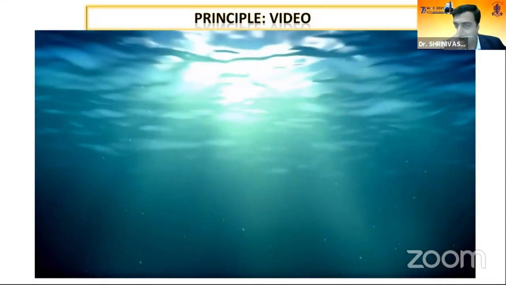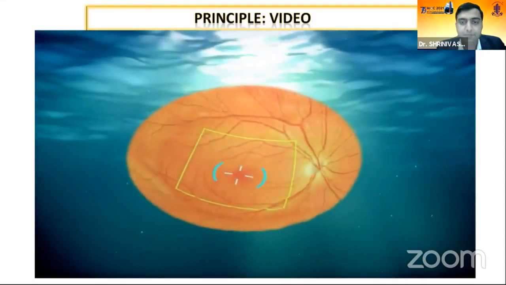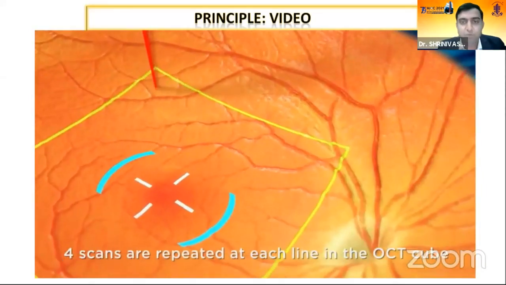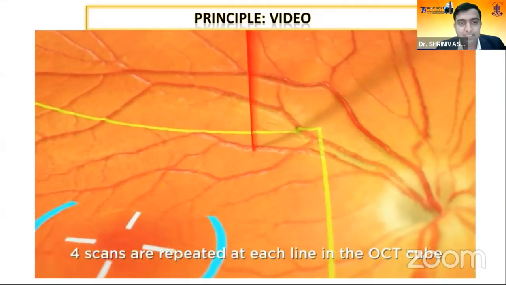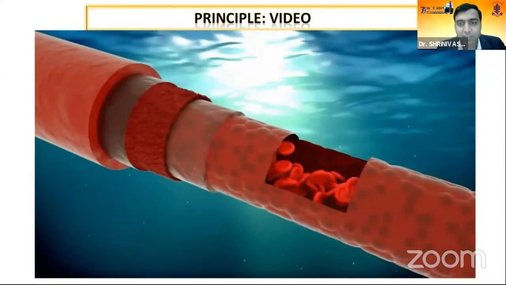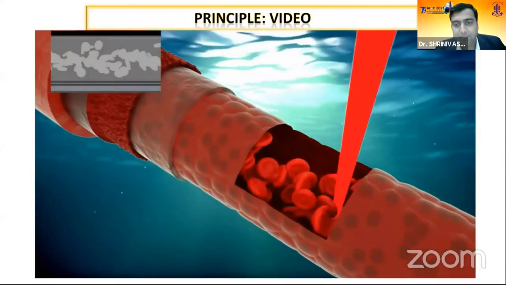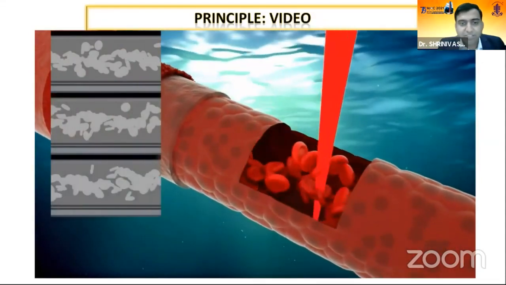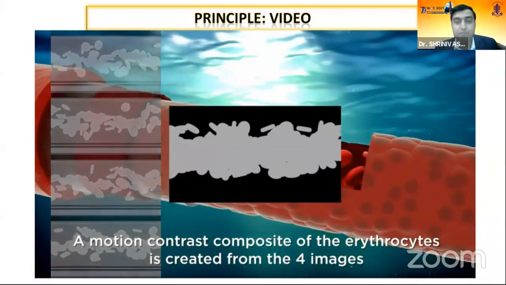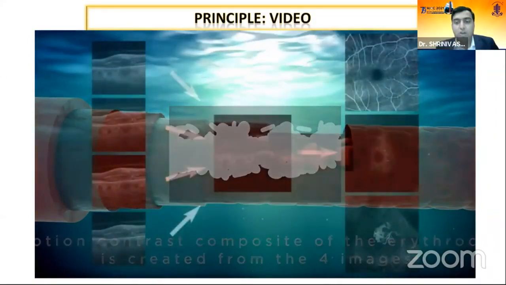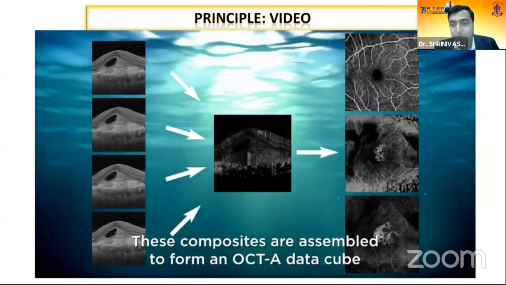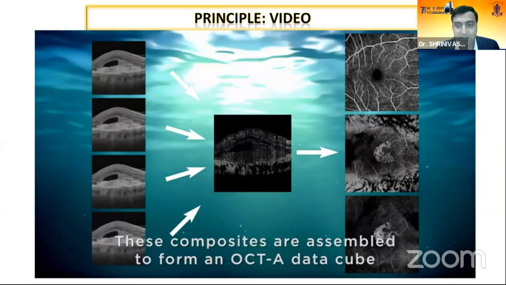You see the principle of SS-OCT angiography, where you can have different time frames at the same location while the erythrocytes are moving through the blood vessel column. For example, T1, T2, T3 and T4. You can see the RBCs moving in the blood vessel. This motion contrast composite of the erythrocyte movement is created from these 4 images, and they are assembled to form an OCTA data cube. That is how we can beautifully see these neovascular structures in the avascular plexus.